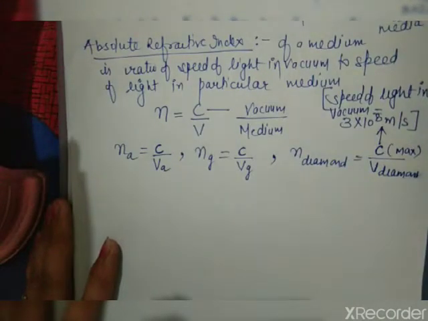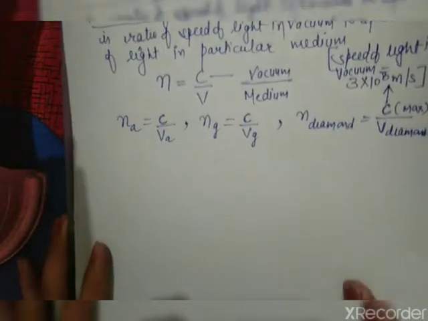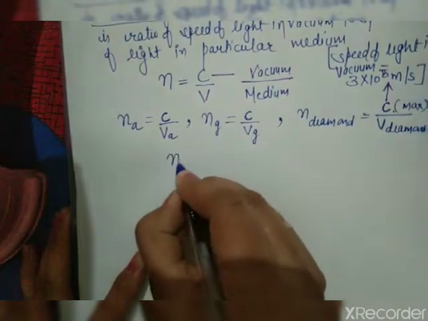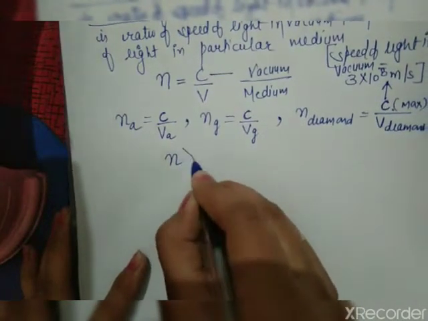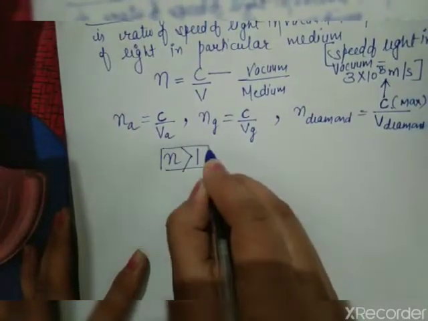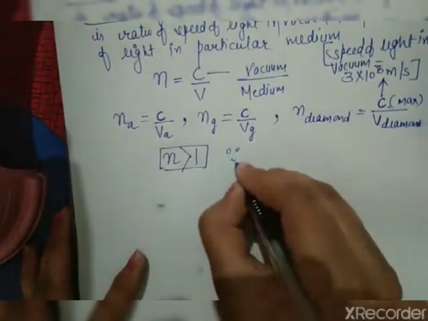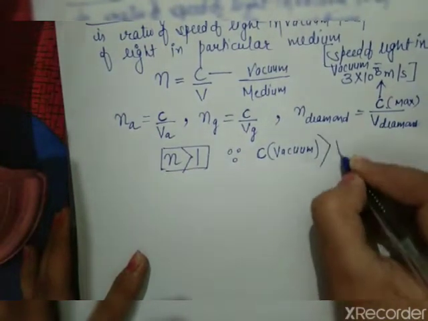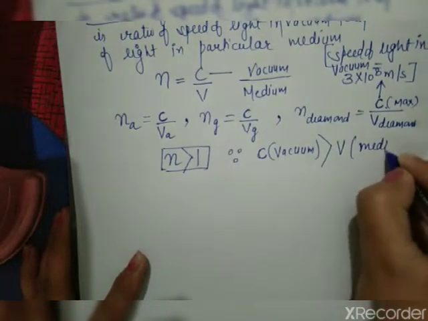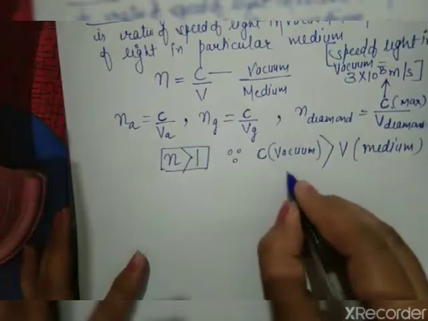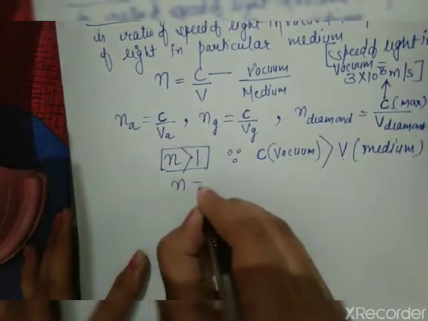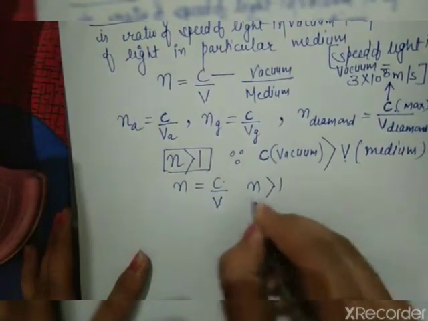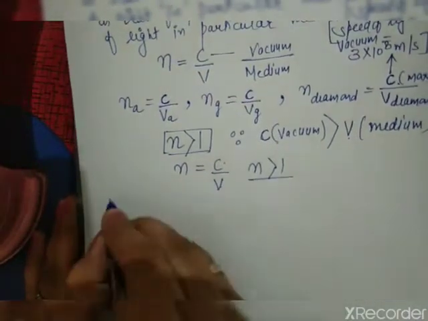From this, what conclusion have you drawn? That the numerator is always more than the denominator. It means the absolute refractive index of a medium is always greater than 1. Why? Because speed of light in vacuum is always greater than speed of light in any medium. That's why c is always greater than v. It means n, that is equal to c by v, with c greater than v, is always greater than 1.